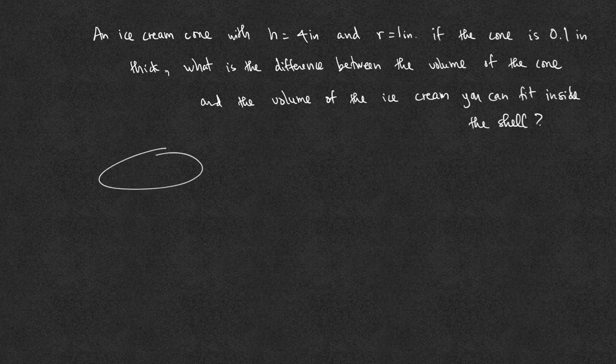First, we draw a cone, including the shell. The radius is 1 and the height is 4 inches. We were told that the thickness of the cone is 0.1, and so if we were to use the cone to contain the ice cream, then the volume of the ice cream is a little bit less. And so how much less?